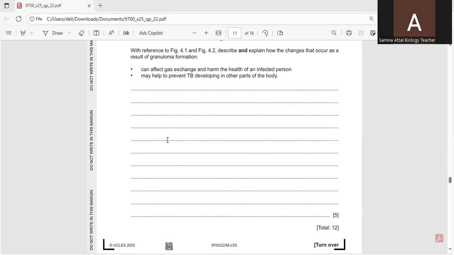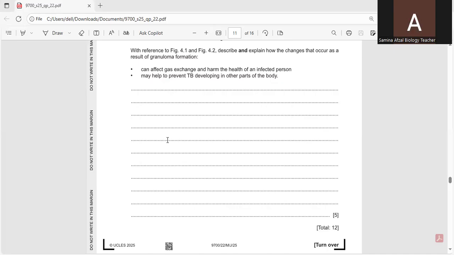So the formation of this granuloma significantly affects gas exchange in the lungs and harms the infected person's health. How it affects the health of the infected person. So the granuloma, as I have told you in the photomicrograph, is a densely packed mass of immune cells, macrophages and lymphocytes, giant cells, and dead infected cells. So this structure replaces the normal thin-walled, air-filled structures of the lungs, primarily the alveoli.